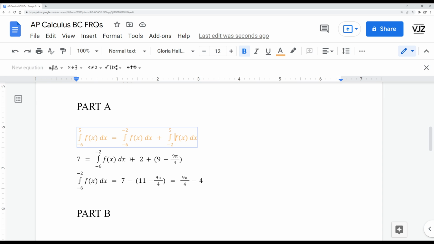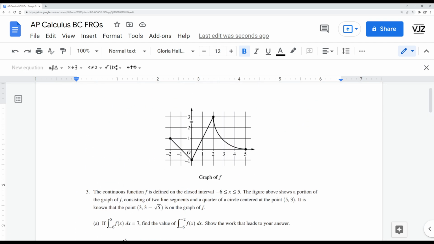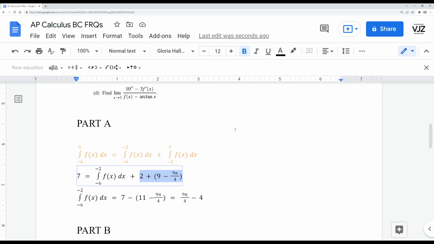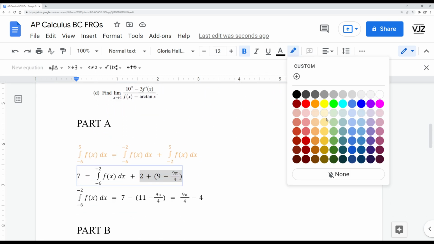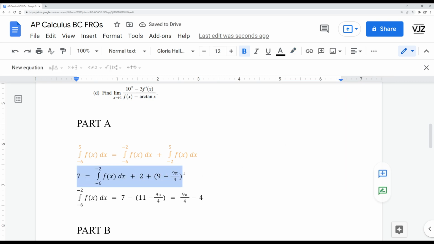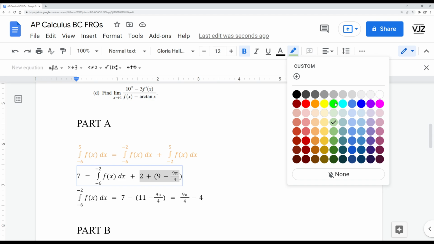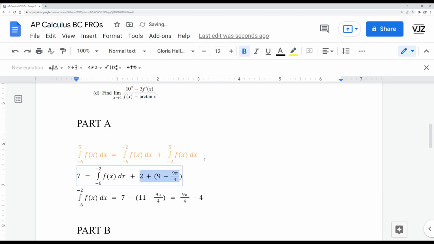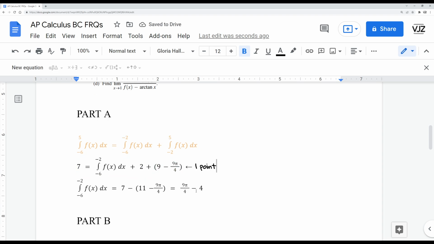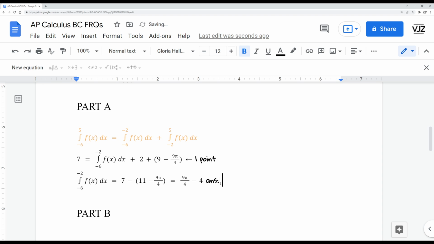The second point is knowing that -2 to 5 is this integral, and knowing that it's 9 minus 9 pi over 4 because you subtract it. So that's the second point, and I will highlight with green. And that did not work. Let's try again. Maybe not strong enough. Yellow. Okay, it doesn't matter. I'll just annotate that. So knowing that this is 1 point, just this section right here, and then finally the answer, 1 point.